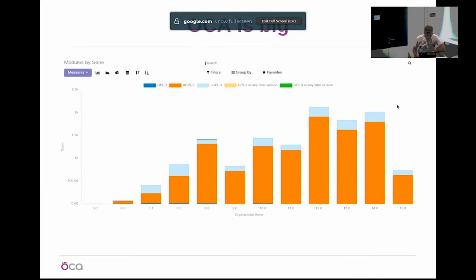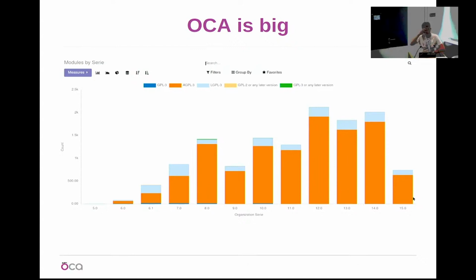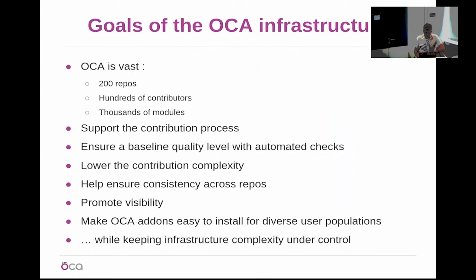So that's the most recent stats. This line is 2000. So that's quite a lot of modules. And on PyPI, we are the single account with the most projects, like 11,000 projects on PyPI just on the OCA account. So we have been noticed by the PyPI team. And so that's, as you know, 200 repositories with hundreds of contributors and thousands of modules.